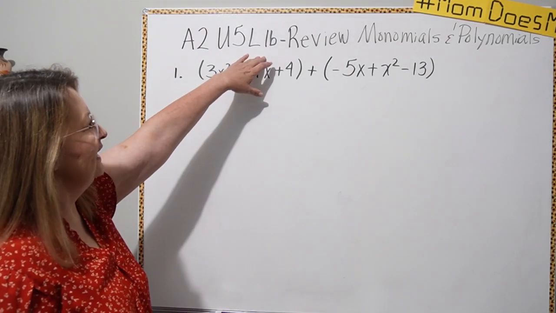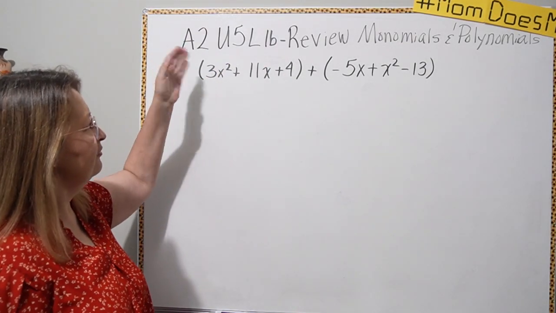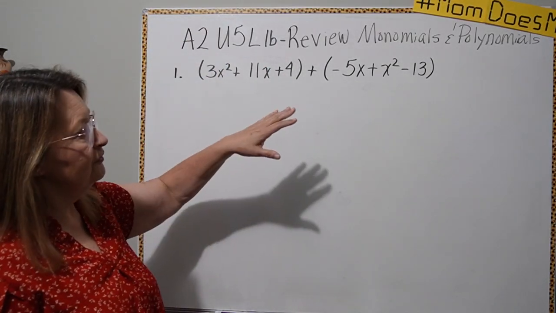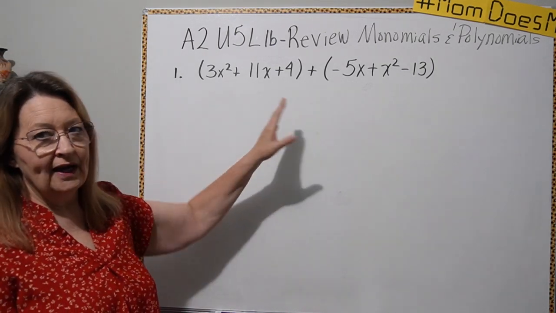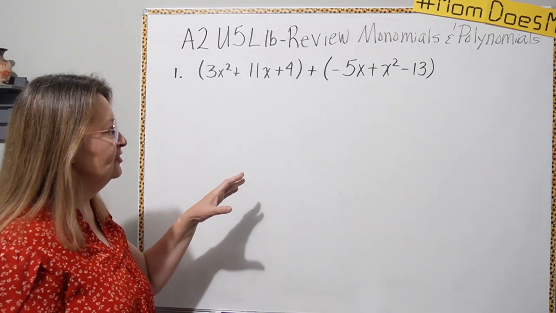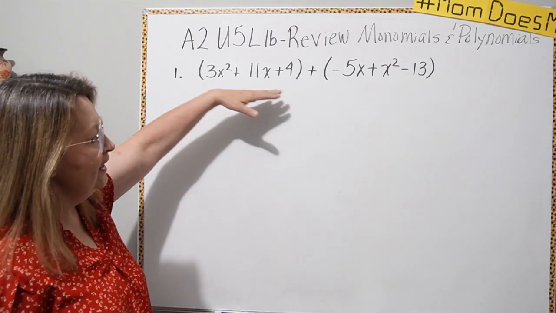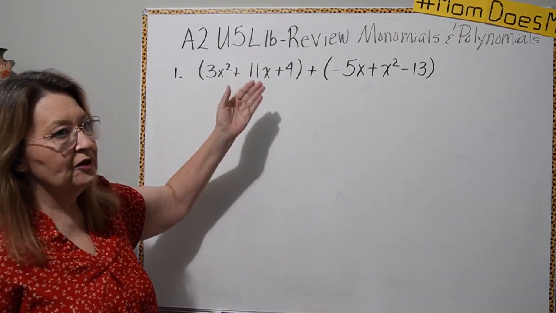Okay, so this is the second half of Lesson 1 in Unit 5 for A2. We're still reviewing monomials and polynomials. Now we're going to be adding and subtracting polynomials in this section. Well, when you need to combine terms, the first thing you have to do is get rid of parentheses.